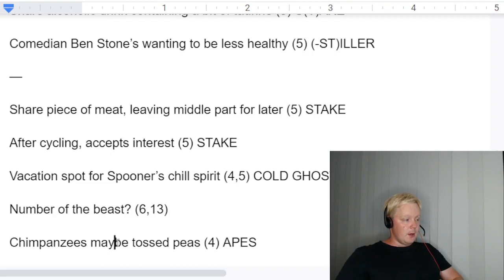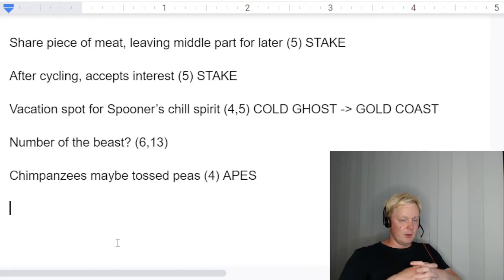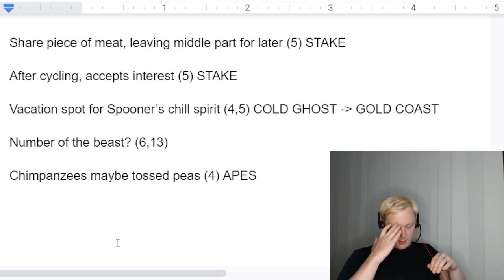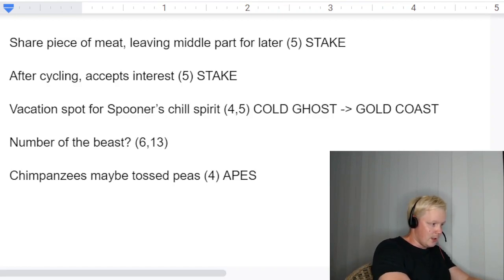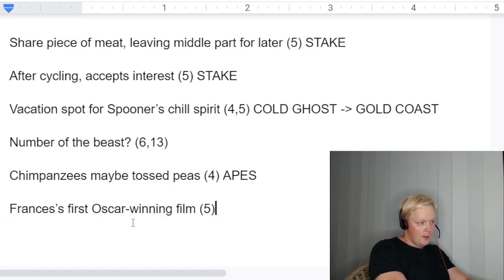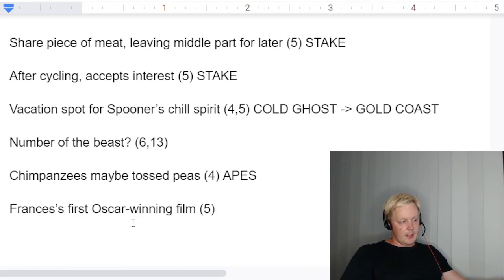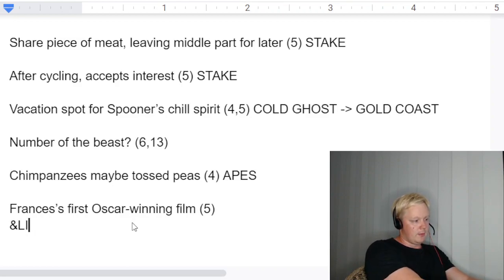Now the final type of clue really, which can be pretty much any of the aforementioned wordplay types, but there's also a type of clue that doesn't contain a sort of divider between definition and wordplay. And here is an example of such a clue. Francis's first Oscar-winning film. Now this is what we call an &lit clue, and it's usually written like this, &lit. It means "and literally so."